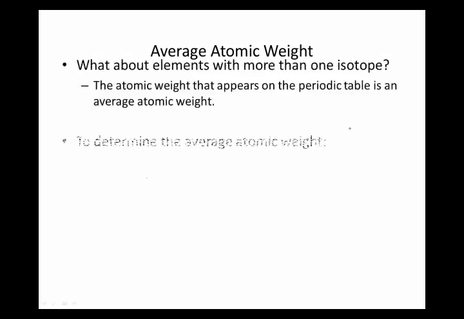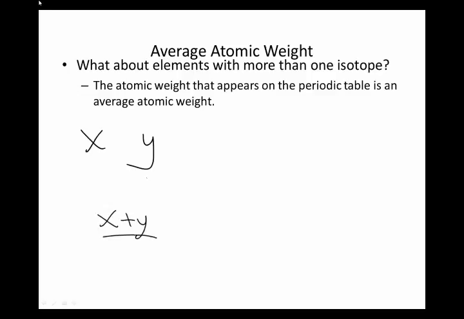The atomic weight that appears on the periodic table is an average atomic weight. I'm going to do what's called a weighted average. To understand what a weighted average is, let me show you something about how to do averages. When you normally think of doing an average, if I have two numbers, x and y, and I want to take the average of them, what you're probably familiar with is taking x plus y divided by 2, right? Now, I'm going to manipulate this algebraically, and you should be on the lookout in case I do anything I'm not supposed to do.